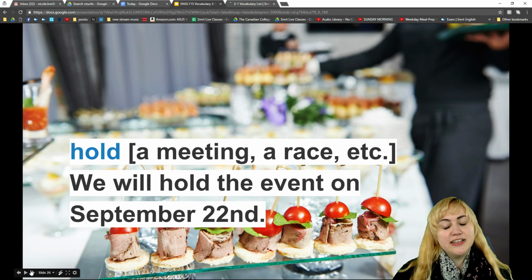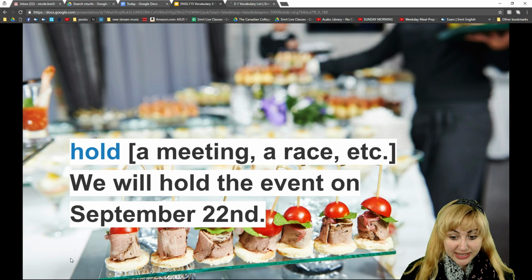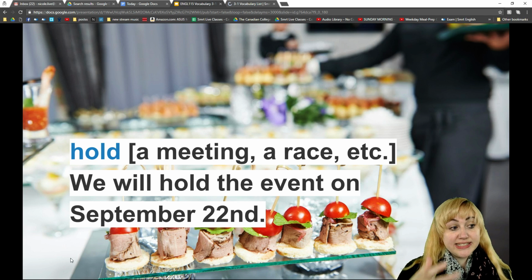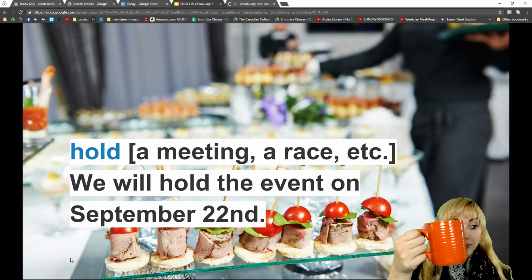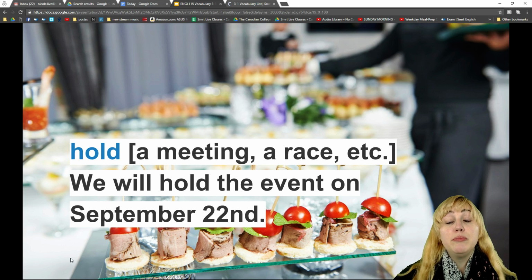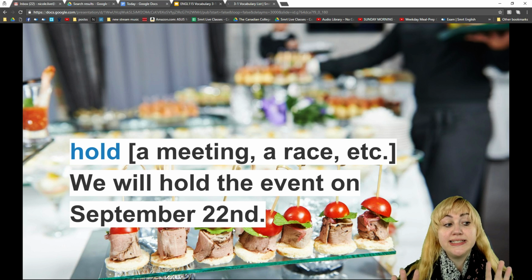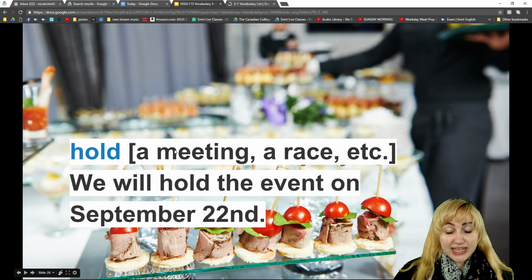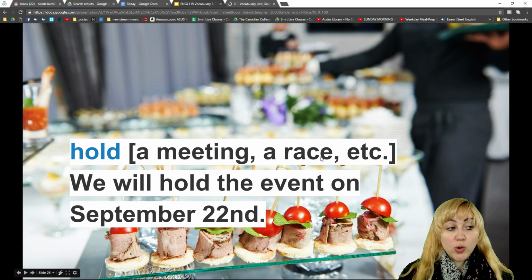All right. And I think this will be our last word for today. We can say hold. Hold has a few meanings. One meaning for hold is to keep in your hand. So hold can mean keep in your hand. For example, I hold the cup. So I keep it in my hand. But there's another meaning for hold. So let's look at this example sentence. It said here, we will hold the event on September 22nd. Here, hold has a different meaning. We can hold a meeting, a race, an event, and this means to have or host an event.